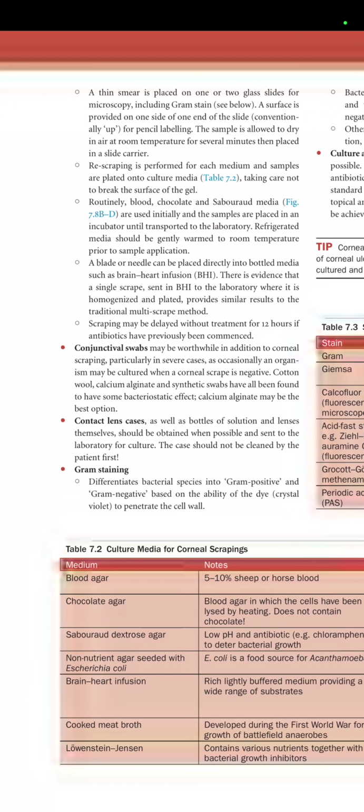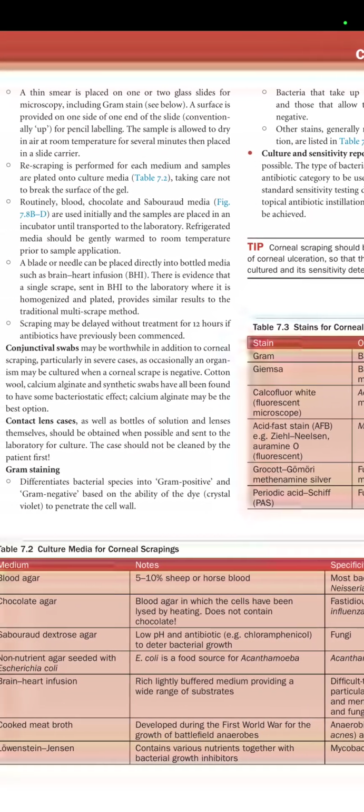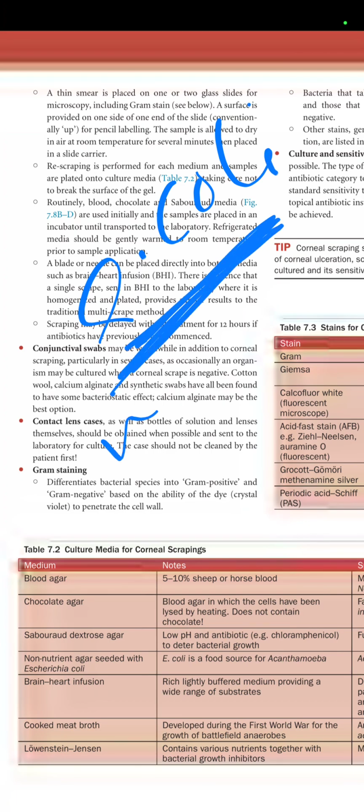Then there is another very important one, non-nutrient agar seeded with Escherichia coli. So this is basically for the Acanthamoeba. Very important, just remember this. E. coli is a food source for Acanthamoeba, and it is for the Acanthamoeba. So why is E. coli basically a bacteria that we put into the non-nutrient agar?